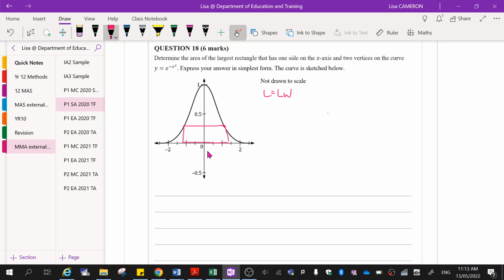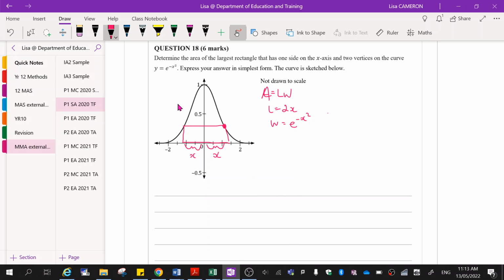Because that means that when I'm looking for the area equals length times width, the length of this thing is going to be two lots of whatever that x value is. So our length is going to be two lots of the x value, and our width is going to be, when x is this, what is y, or what is that in our function? So we can substitute in x as our width. So it'll end up being e to the power of minus x to the power of 2.